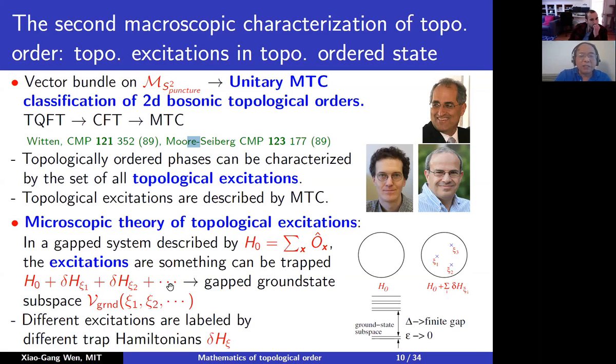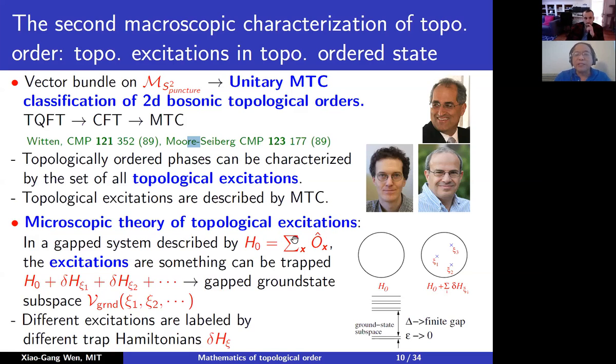And this new Hamiltonian also has a gapped ground state. So it also has this energy gap, with a degenerate space, degenerate states below the energy gap. Okay, we consider this kind of new Hamiltonian. And this degenerate subspace of the modified Hamiltonian will be called V ground. It depends on C1, C2, the locations of the traps. So from here, that is an excitation, because this ground subspace is different from H0, so that's something different, that's an excitation.